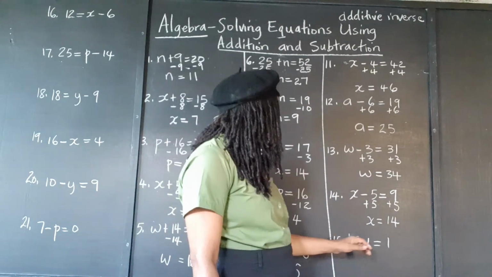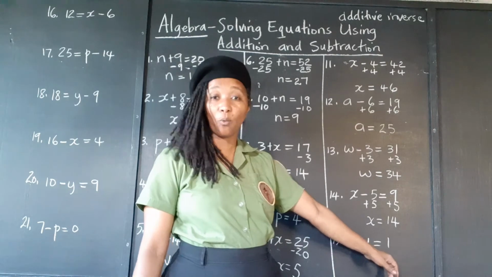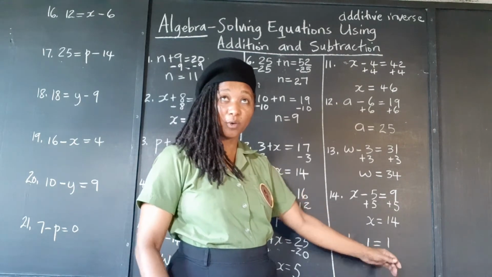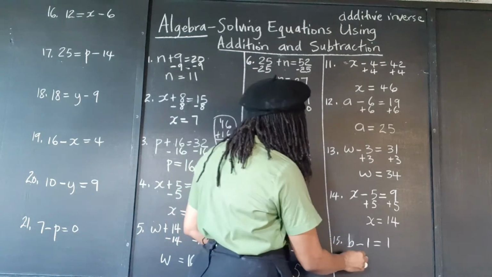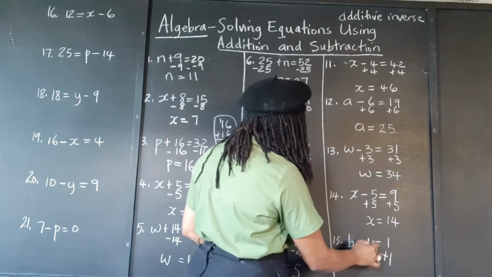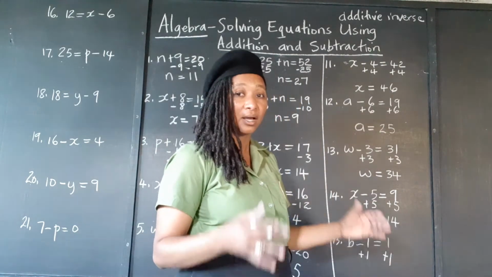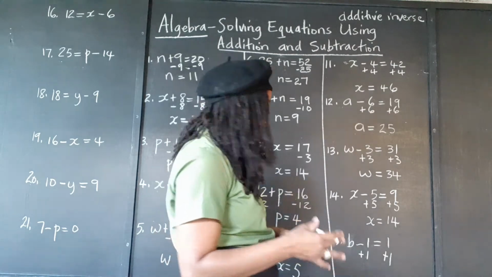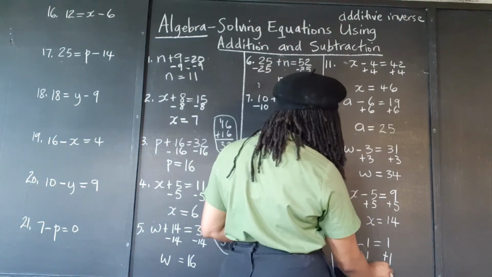Which number, when you take 1 from it, you get 1? Which number, when you take out 1, you're left with 1? Let's add 1 to both sides. So negative 1 plus 1, that's 0. The additive inverses give 0 when you combine them. And B is equal to 2.